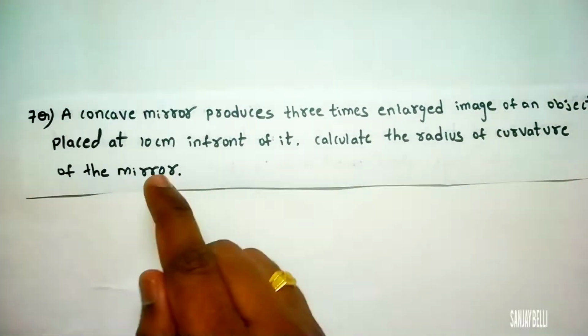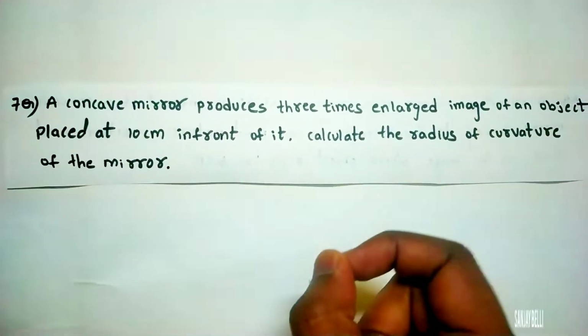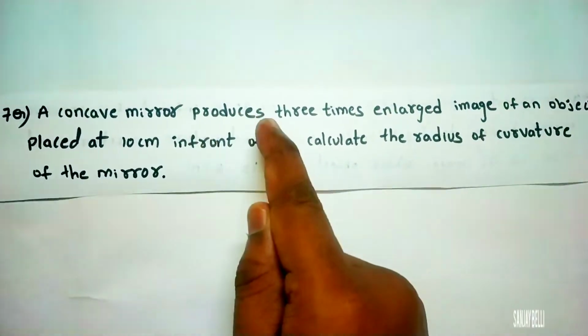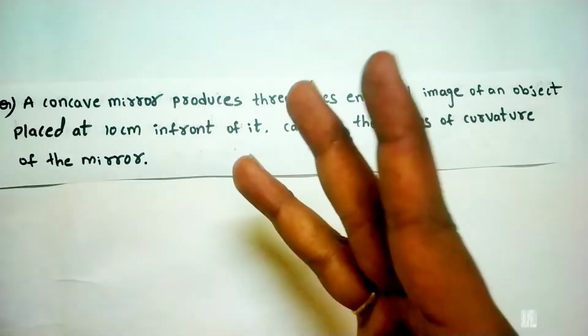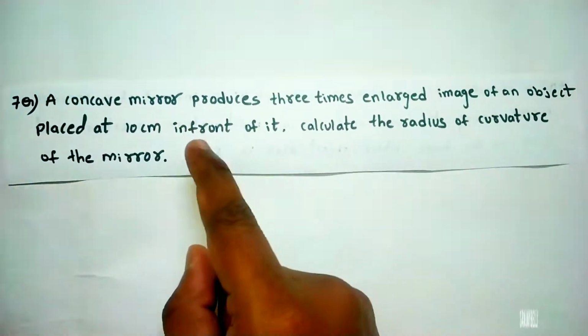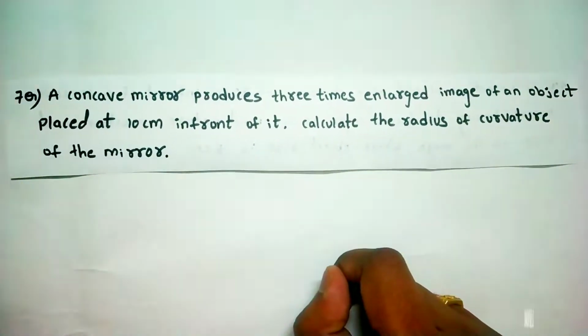Calculate the radius of curvature of the mirror. So this is a somewhat twisted question but very easy. Here you can see a concave mirror produces 3 times enlarged image of an object placed at 10 centimeters in front of it. Calculate the radius of curvature.